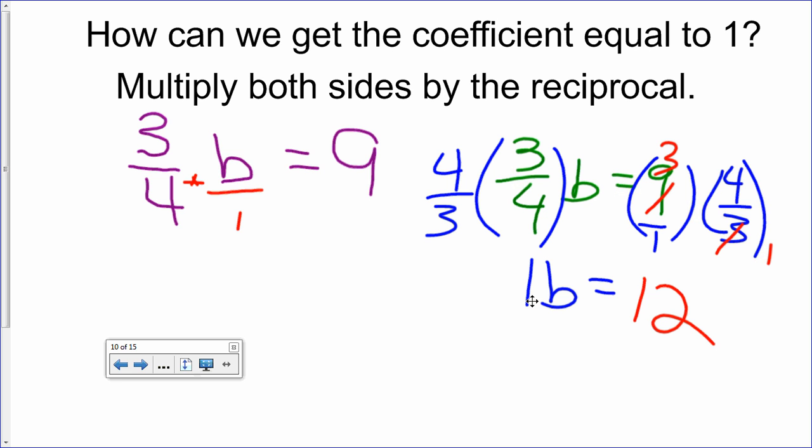These are going to cancel out and go to 1 times b. And here we have 9, and don't forget the 1 underneath it. There's always a 1 underneath our whole numbers or integers, times 4 over 3. We can cross cancel. 3 goes into 9 3 times, 3 goes into 3 once, and then we end up with 3 times 4, which is 12, over 1 times 1. And we can write that just as 12.